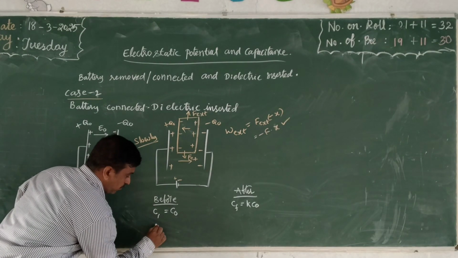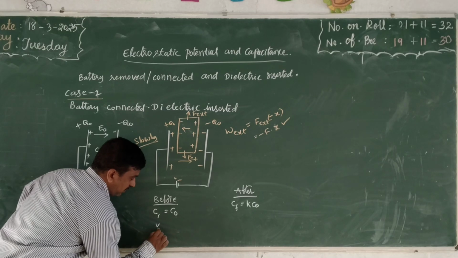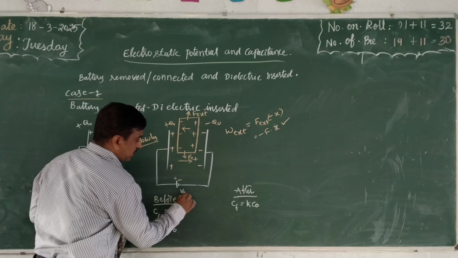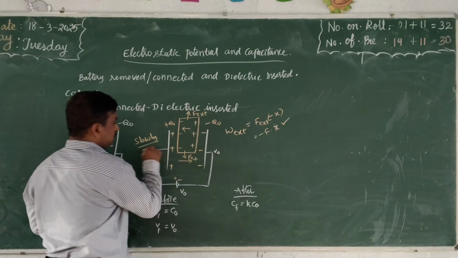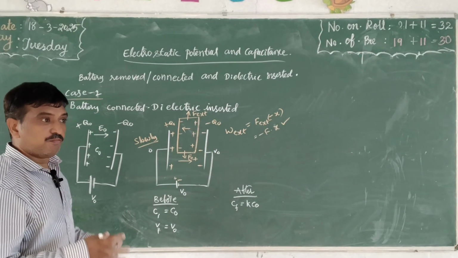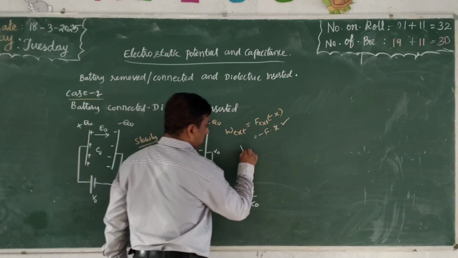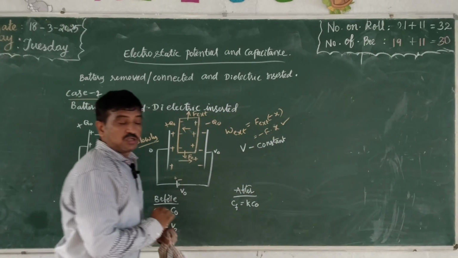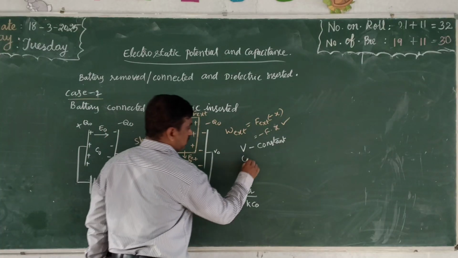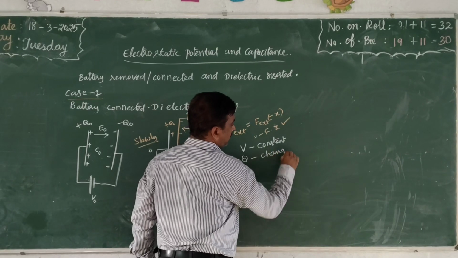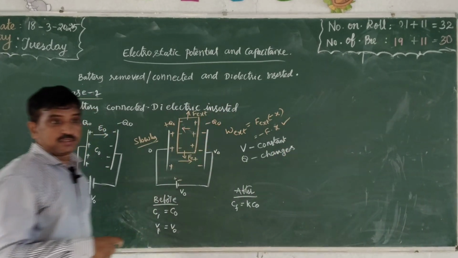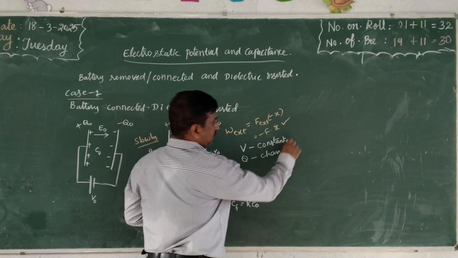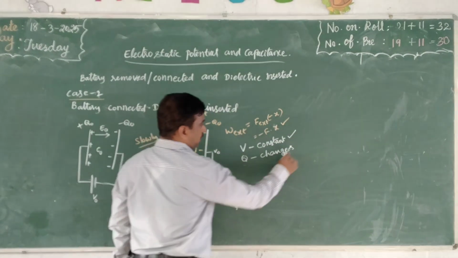Now the potential. Initial potential here is V naught, and final potential is V naught only. Why? When the dielectric is inserted, the battery connection is there. What is constant here? V is constant. The battery maintains constant potential always and only the charge changes. If the battery is removed and the dielectric inserted, charge is constant and potential changes. But if the battery is connected and the dielectric inserted, potential is constant and only charge changes.